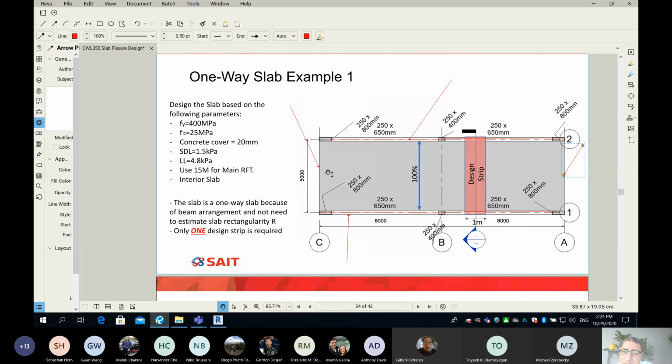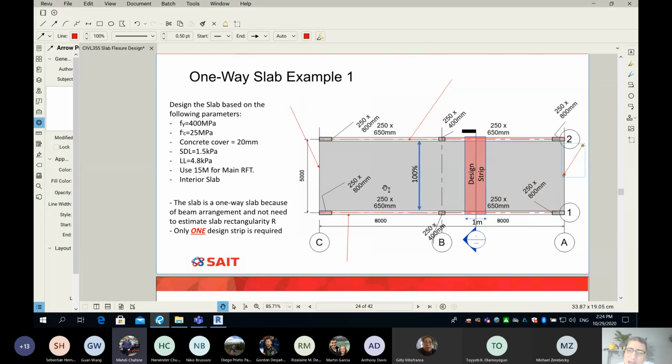Okay? Please do the following. Number 1, check if the slab is supported on 4 edges. If the slab is supported on 4 edges, then please estimate the R. If the R is more than 2 or equal, then it's a one-way slab. If it is less, then it's a two-way slab.